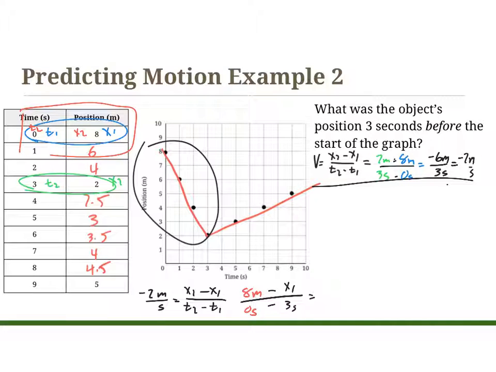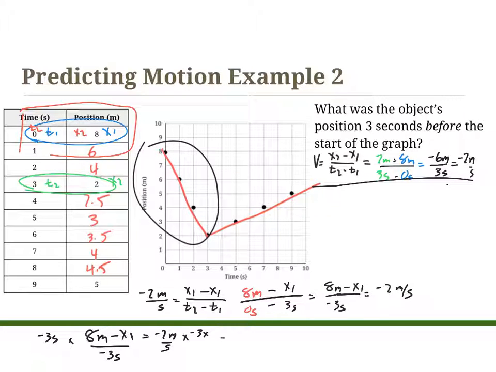So in this case, I'm going to have 8 meters over negative 3 seconds. Nope, I lied. 8 meters minus x1 over negative 3 seconds, and all of that equals negative 2 meters per second. So I need to go back and simplify this and move that 3 to the other side. So I'm going to write 8 meters minus x1 equals negative 2 meters per second over negative 3 seconds. So I'm going to multiply both sides by negative 3 seconds.